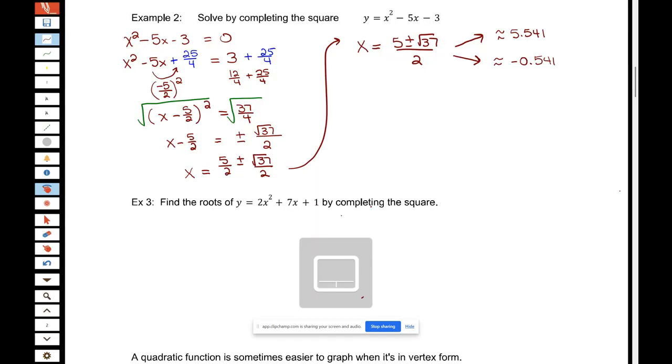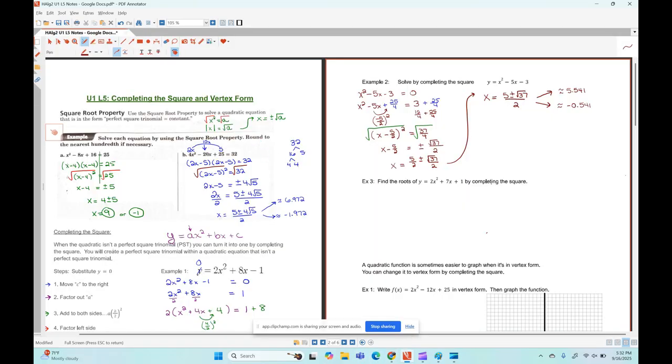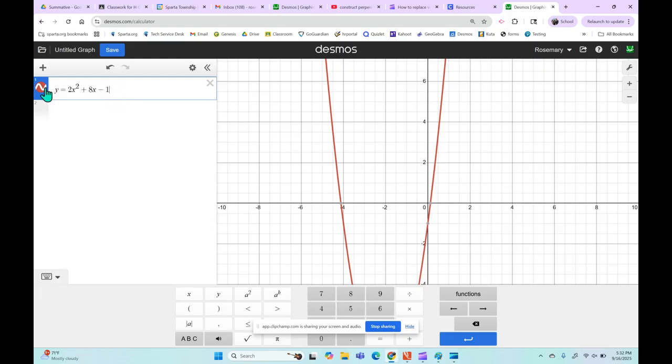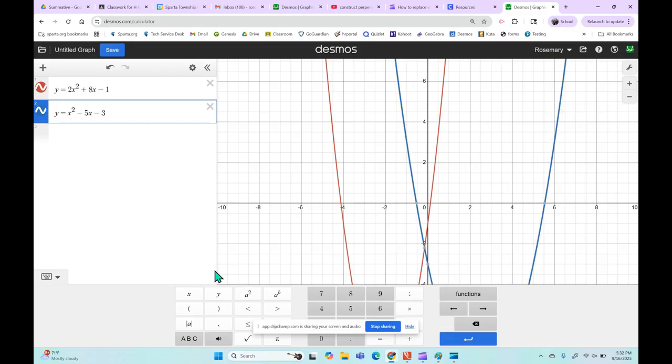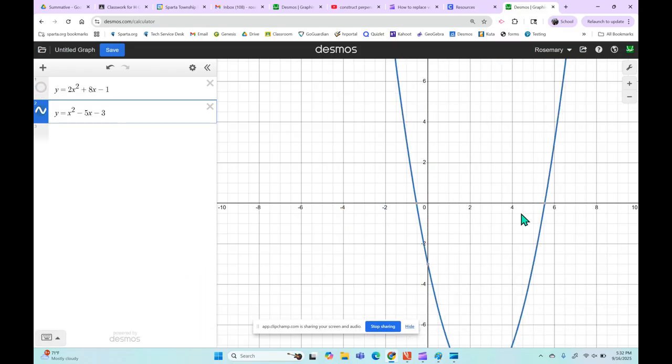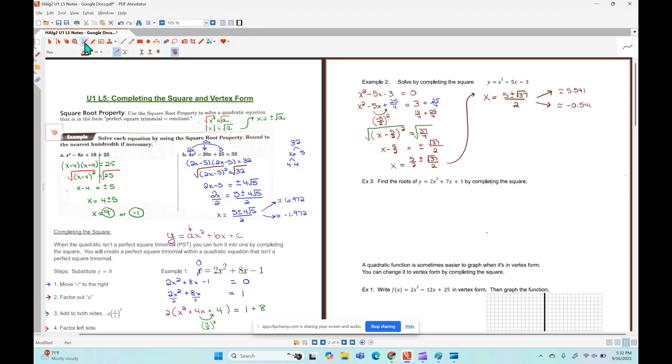Let's check this on Desmos just to check. It's good to check it at first while you are getting comfortable with what you are doing. X squared minus 5x. Turn this graph off. We don't need that. So you can see your 5.541 and your negative 0.541 for your two x-intercepts there, and verify those.